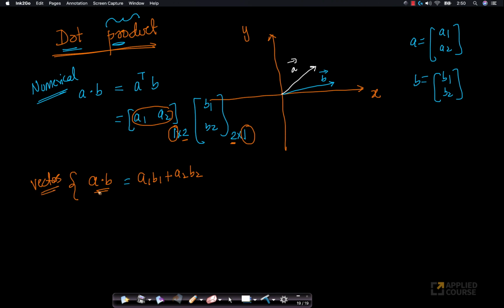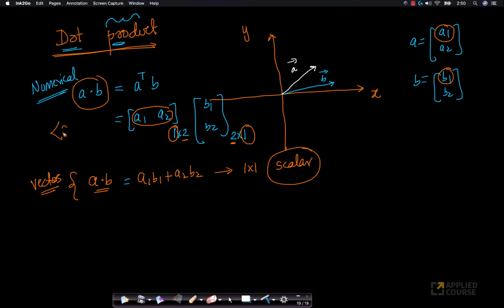So the dot product of two vectors A and B is basically component wise you multiply, and you're summing up the whole thing. And this will finally result in a 1 cross 1 value, or simply a scalar. So this is what numerically A dot B, or the dot product between A and B, means.